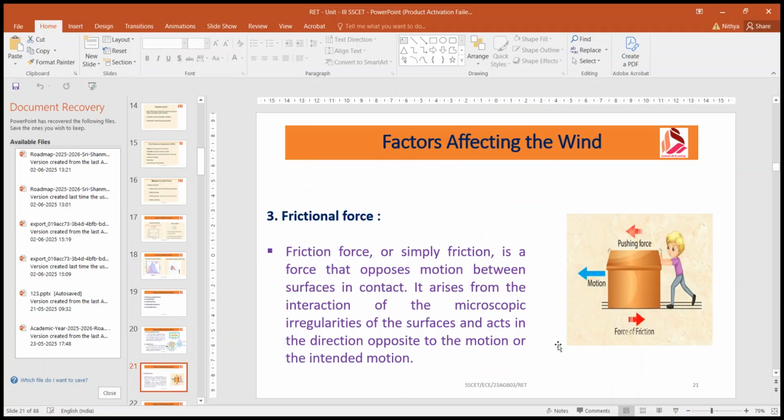Next is the frictional force. Normally, when any object moves from one place to another, frictional effects are created. So, in this concept, the frictional force, or simply friction, is the force that opposes motion between surfaces in contact. It always arises from the interaction of the microscopic irregularities of the surfaces and acts in the direction opposite to the motion or the intended motion.